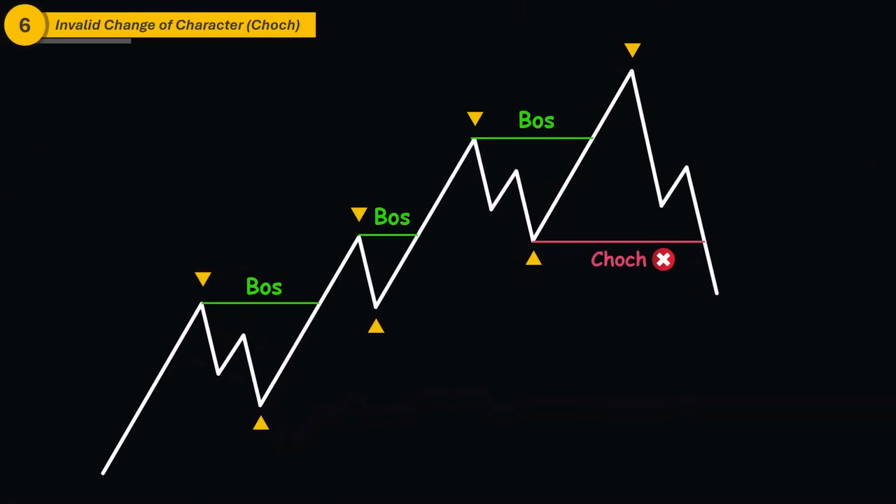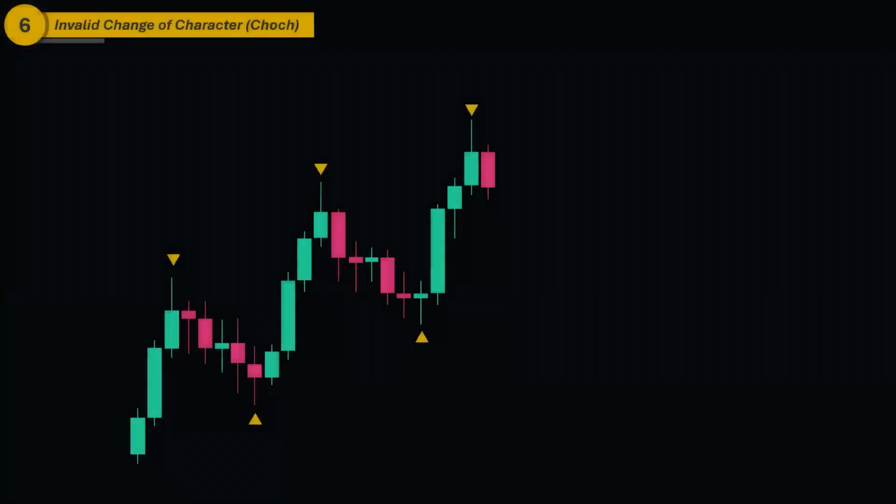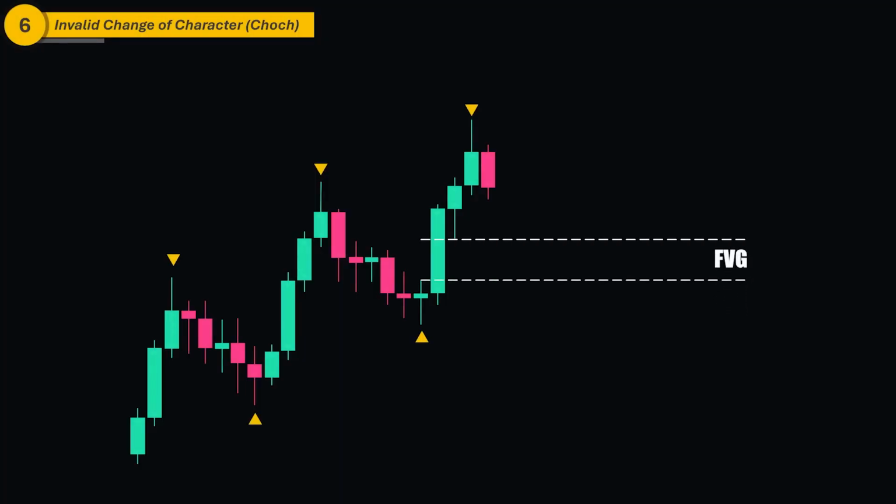Let's talk about another concept that can also invalidate a change of character: the mitigation of fair value gaps. As a smart money trader, identifying FVGs should be one of the first steps you take when analyzing a chart, because these zones often act as magnets for price. In most cases, before continuing its trend, the market pulls back to fill these gaps. This is why FVGs are critical zones to watch. They're most effective on intraday time frames such as the 4-hour, 1-hour, or even smaller time frames.